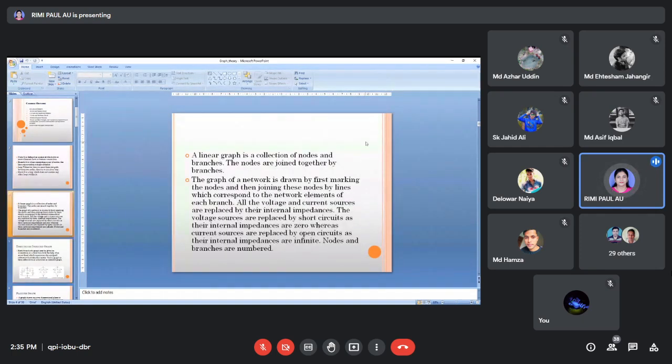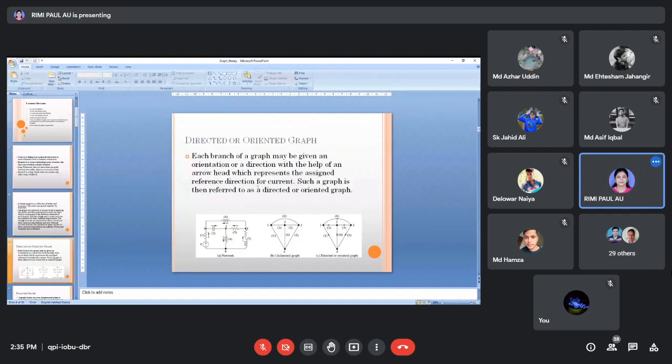Now, the first thing you have to do here is find out what the nodes are from this circuit. A graph contains all the nodes. So first you will find out what the nodes are. Between this node, one branch is connected. This node, one branch is connected. So next your target is to find out the branches.